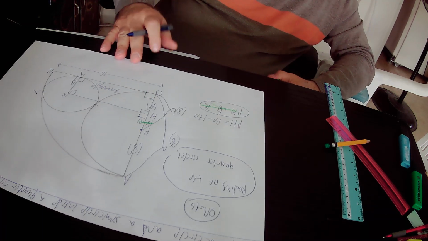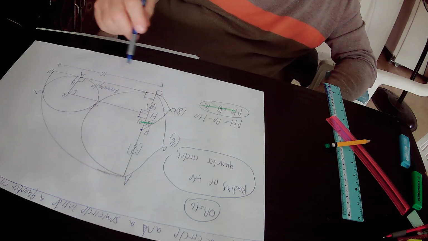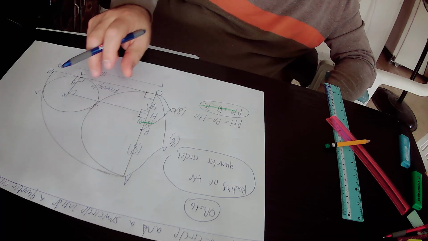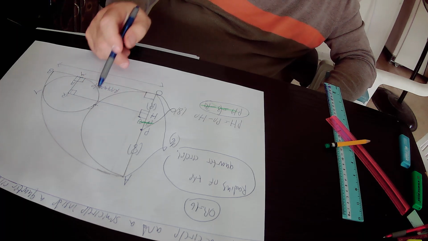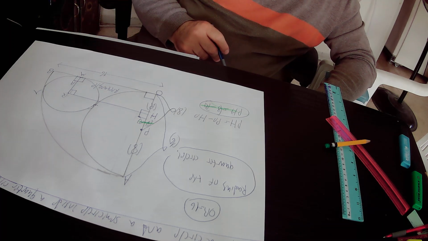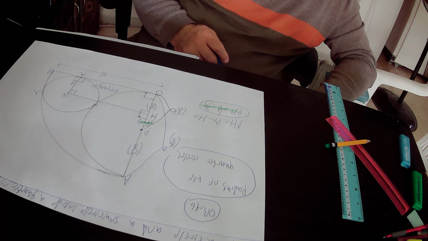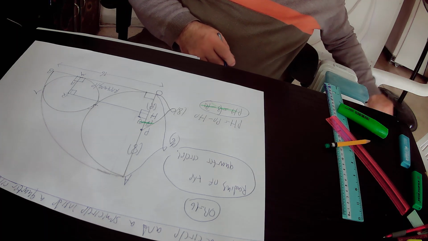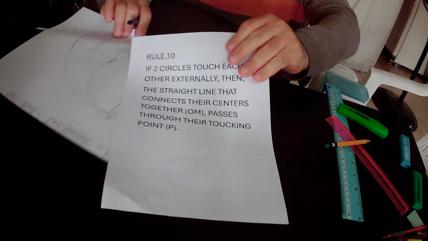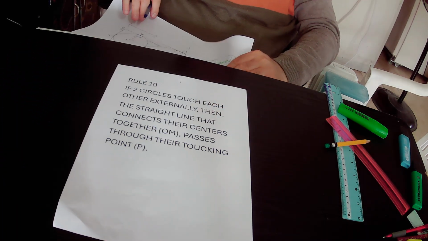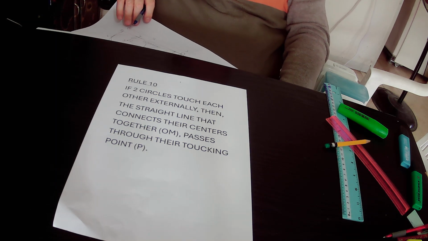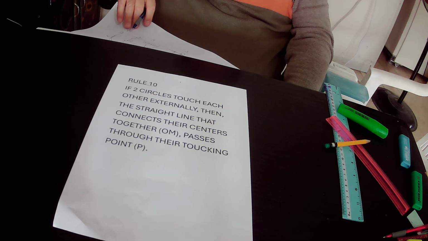So here, this semicircle touches this small circle at point S. That is to say, those two circles have an external line between them at point S. And whenever you have two circles that touch externally, you can implement rule 10. I'll repeat quickly on rule 10. According to rule 10, if two circles touch each other externally, then the straight line that connects their centers together passes through their touching point.